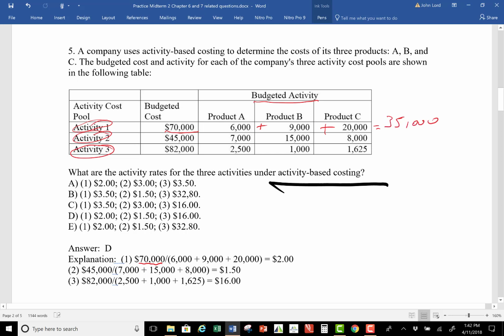Now, if we want to allocate the cost for this activity, we would take the 70,000 divided by what? 35,000. And for activity 1, it is what? $2 per whatever the driver is. $2 and what? That should be pretty much $2.